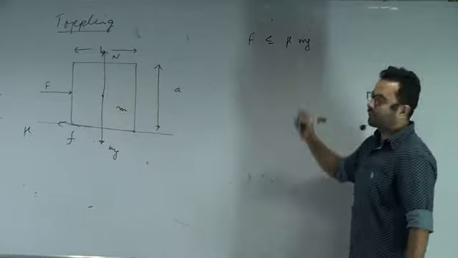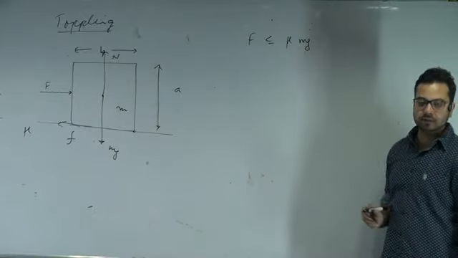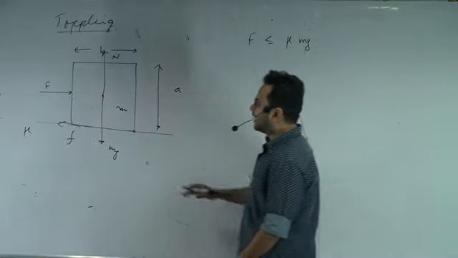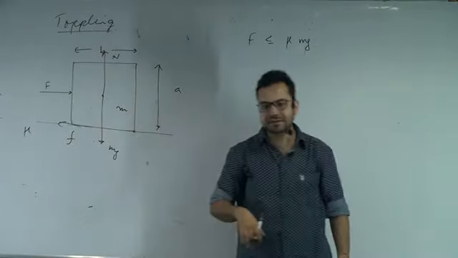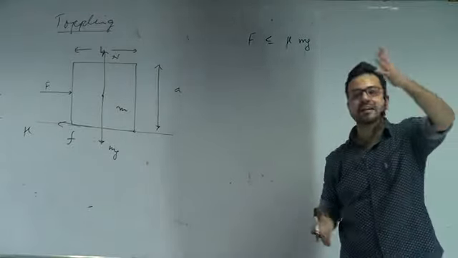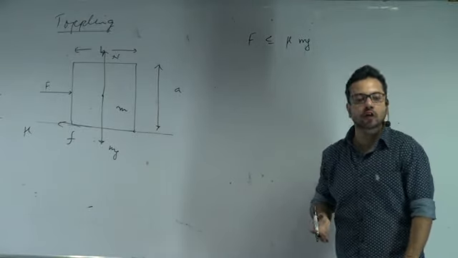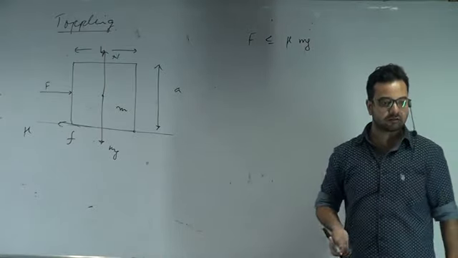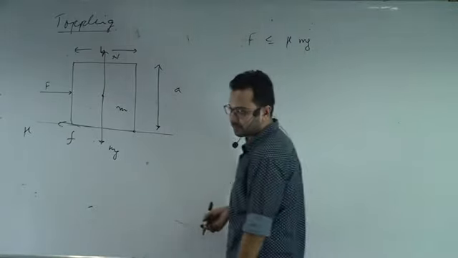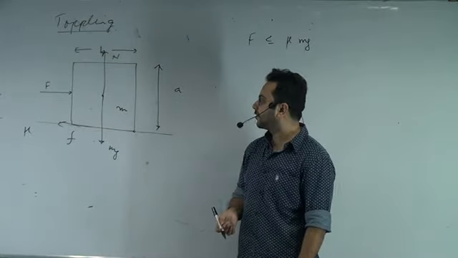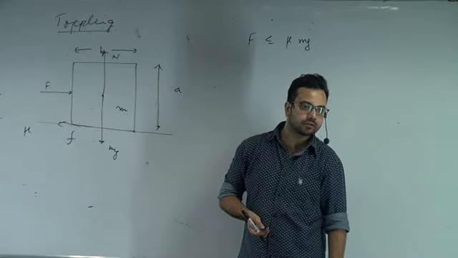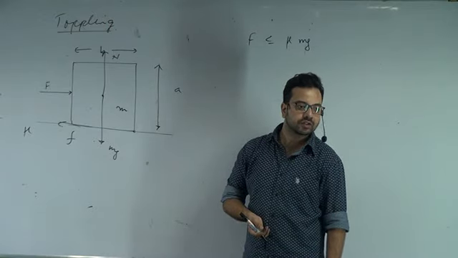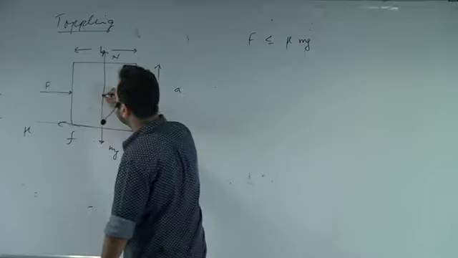So the force should be less than or equal to mu mg. Why? Because we don't want it to slide. Next, if it is toppling, or if it has a tendency to rotate, it means the torque on it is greater than 0. Then only it can rotate. Correct. So let's find out the torque. Torque we can find out about any point. Which point do you want to choose? The center. Okay, let's choose the center.